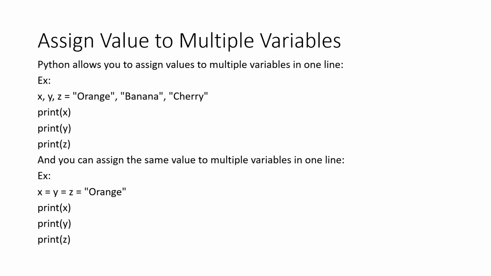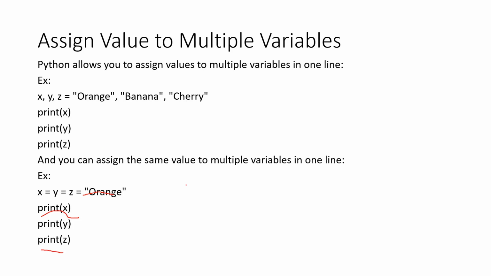And you can assign the same value to multiple variables in one line. That means x equal to y equal to z equal to orange. If we print x, then orange is the output. Here also, print y gives orange and print z gives orange.